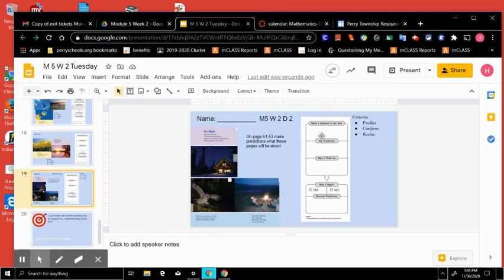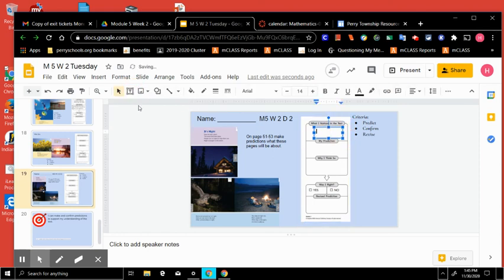Make predictions. What do you notice? Think about the pictures, think about the heading. So you'll just type it in. Think about what your prediction's going to be. Let your pictures and your heading help you in deciding a prediction. That's what good readers do. And why do you think of that prediction? Why do you think your prediction is right?